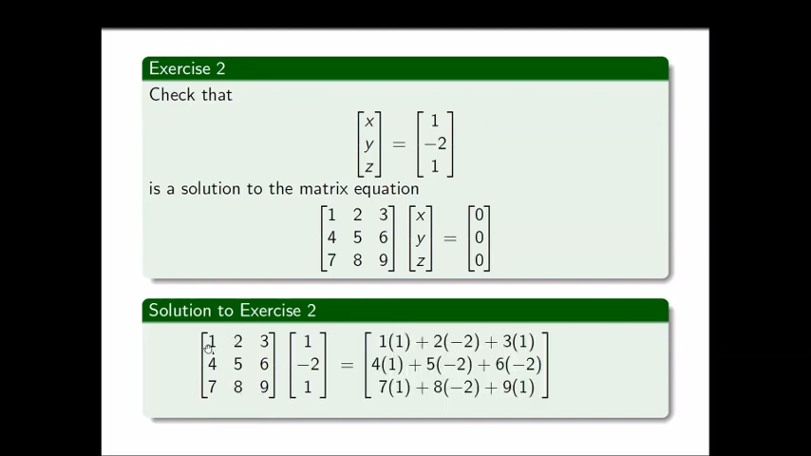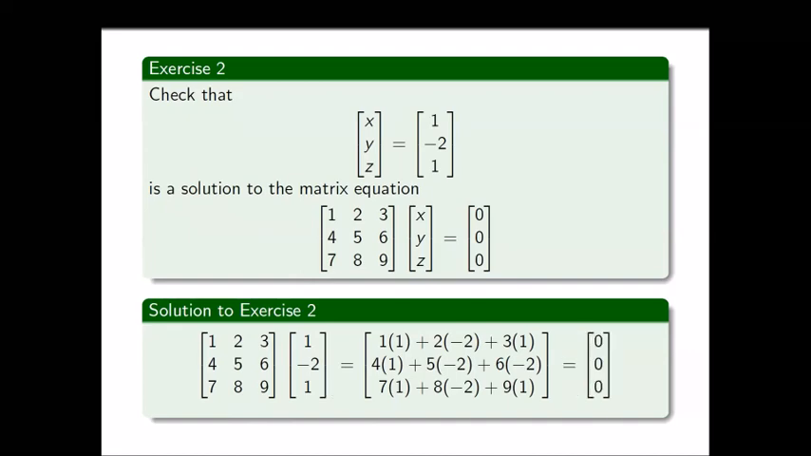And we're going to first multiply the first row with this column. So we're going to multiply 1 with 1, 2 with minus 2, and 3 with 1. We're then going to multiply 4 with 1, 5 with minus 2, and 6 with 1. And we're going to take the sum again. And then 7 with 1, 8 with minus 2, and 9 with 1. And when we take all the sums, we end up getting a 0, 0, and a 0.